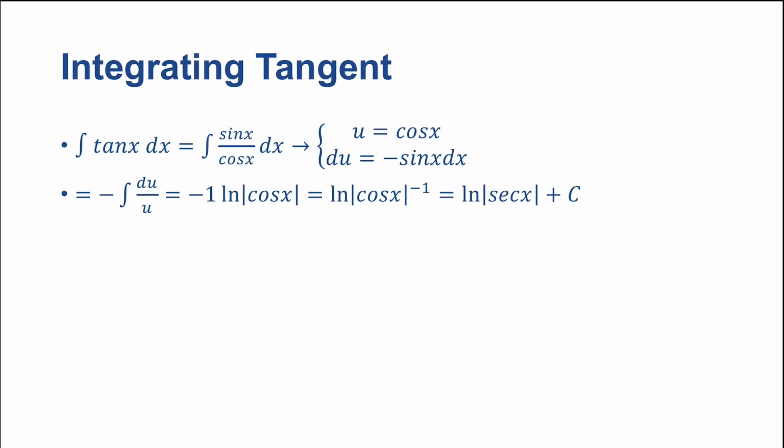With our logarithm properties, we can pull that negative 1 out and turn it into the exponent. And if we take the reciprocal of the cosine, that becomes the secant, so that gives us the natural logarithm of the secant. I really don't care if you say negative natural logarithm of cosine or the logarithm of secant, it's fine. And then obviously we add our arbitrary constant of integration, which is always important.